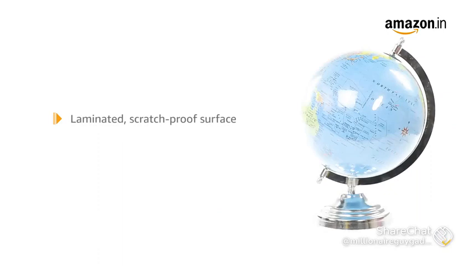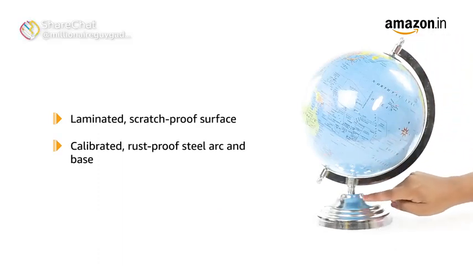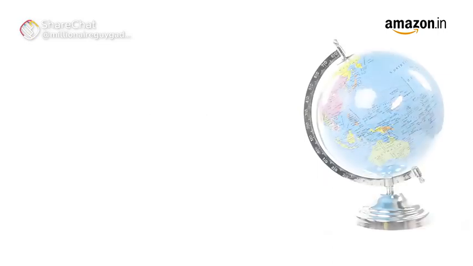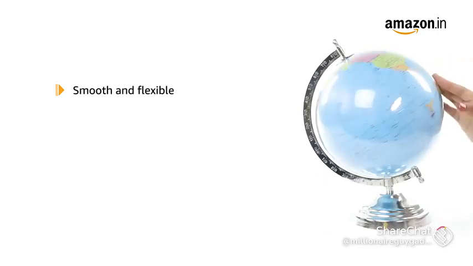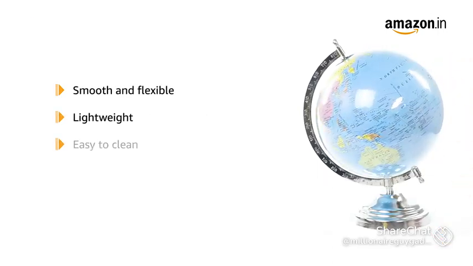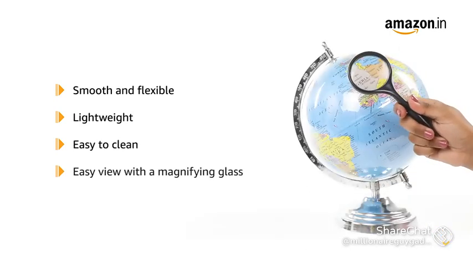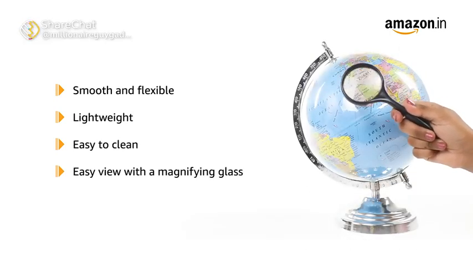The globe has a laminated, scratch-proof surface and a calibrated, rust-proof steel arc and base that allows for smooth and flexible movement. It is lightweight and easy to clean. The magnifying glass helps view the different places on the map.